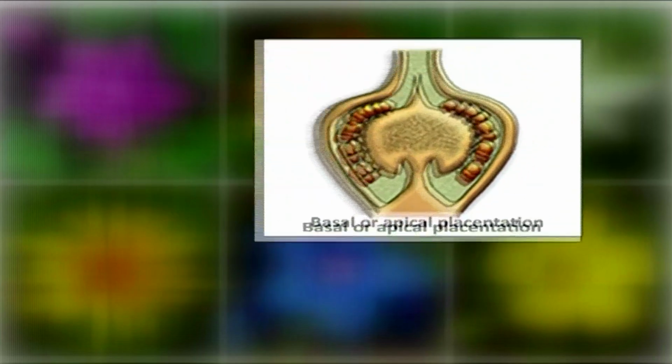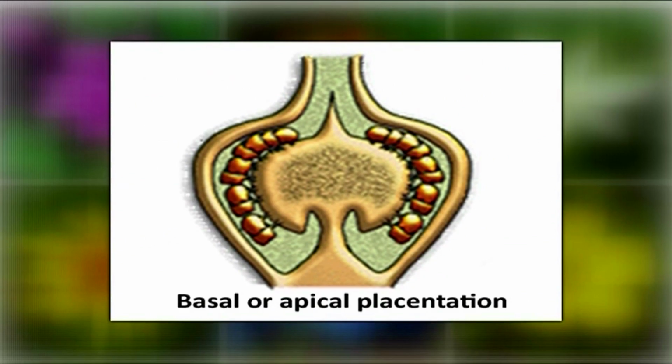In some cases, a single ovule is attached to the bottom or top of the locule, called basal or apical placentation respectively. Now we come to ovule.